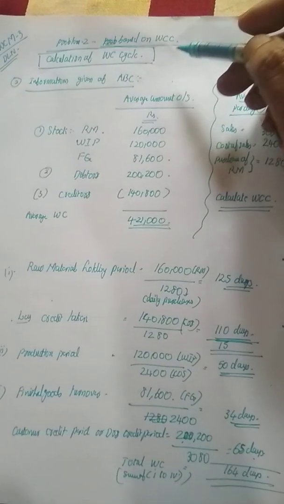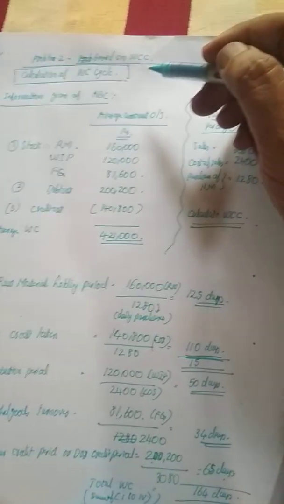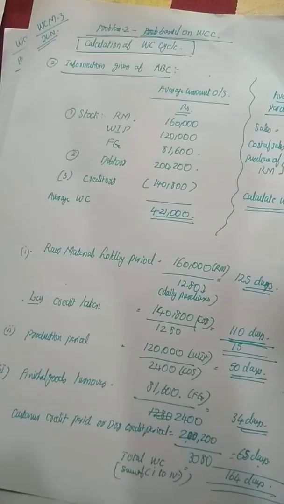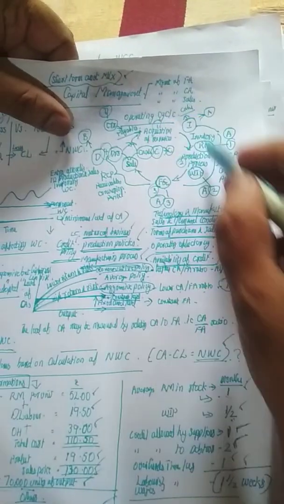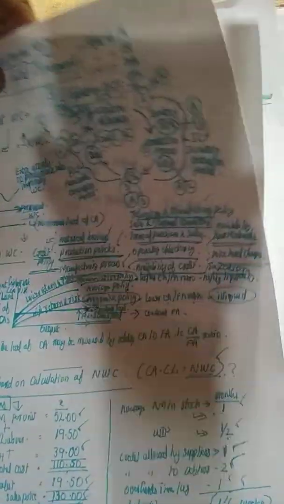I'll be dealing today with the second set of problems. In the last video we had gone through the calculation of net working capital. But in today's video, I will be dealing with the calculation of the working capital cycle, which we had gone through on the theory side. The problem concept I will explain here. What is this problem all about?